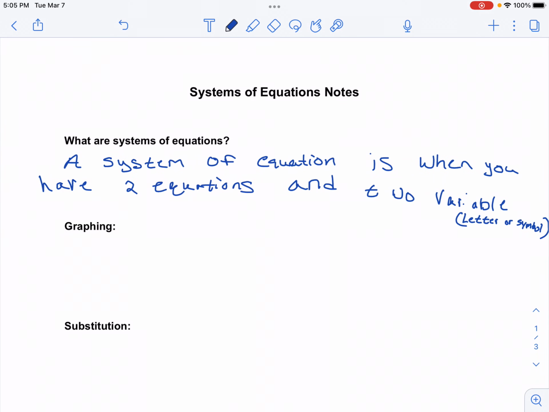So, what is a system of equations? A system of equations is when you have two equations and two variables, and you are going to find the numbers that make both equations true.